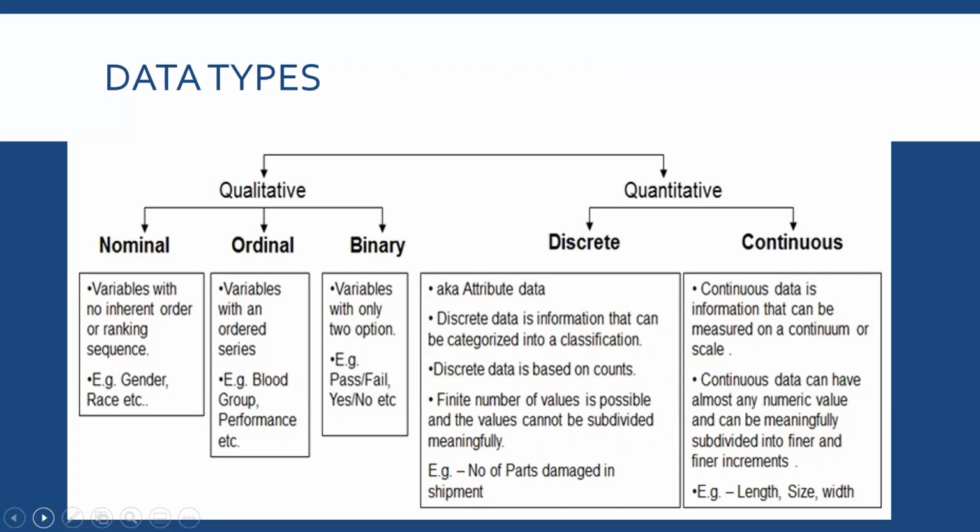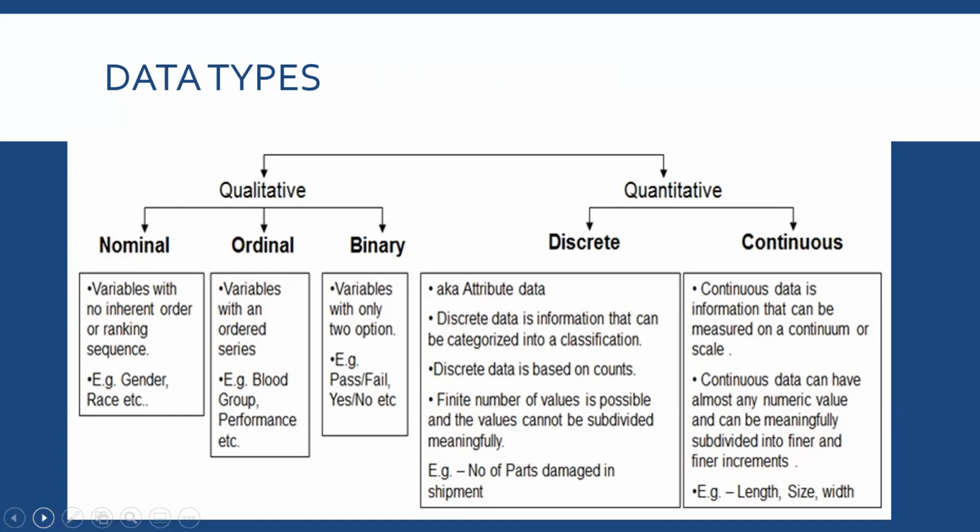Based on what data I am collecting, I will be able to use the correct tool to measure the process. So the data type could be divided into qualitative and quantitative. Qualitative is divided into three parts: nominal, ordinal, and binary. Nominal and ordinal are the most common ones between them.